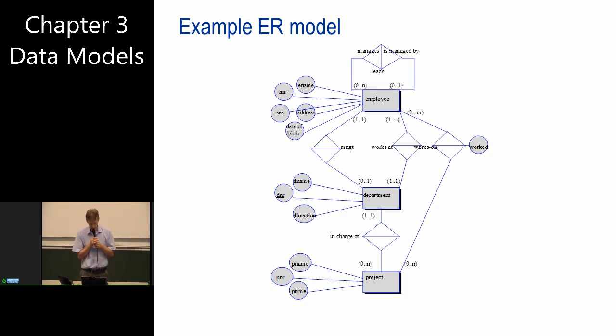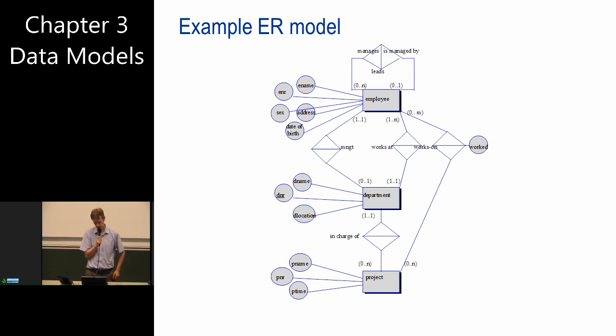Here you can see again the example ER model, which we already discussed in the hierarchical model, in the CODASYL model, and now in the ER model. And you're going to see in the ER model that we have a lot more semantics that we can add to the model. So we basically have 3 entity types: employee, department, and project, each with their attribute types. So for employee, that's employee number, name, sex, address, date of birth. You can see employee number is underlined because it's a key attribute. For department, we have department number underlined, it's a key attribute. For project, we have project number underlined, it's the key attribute.